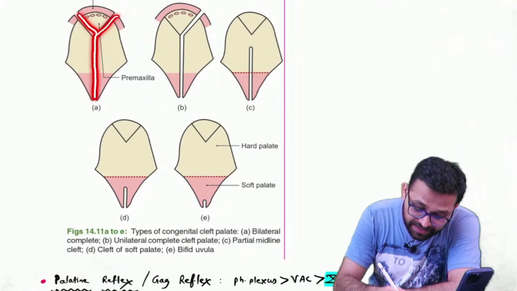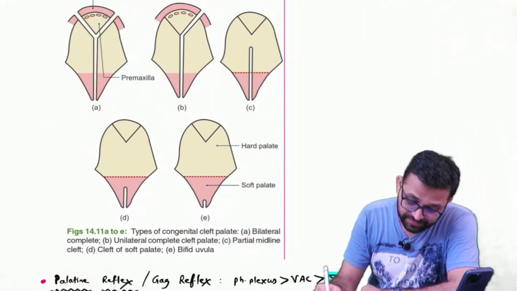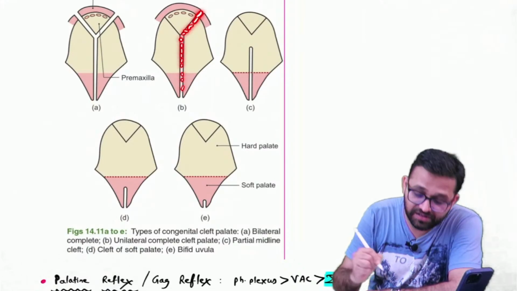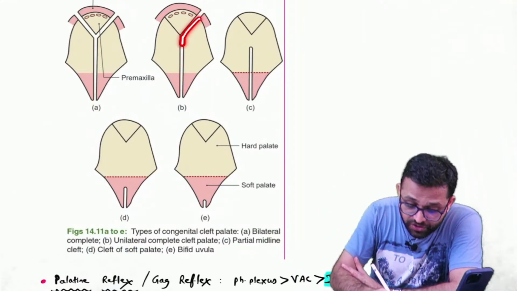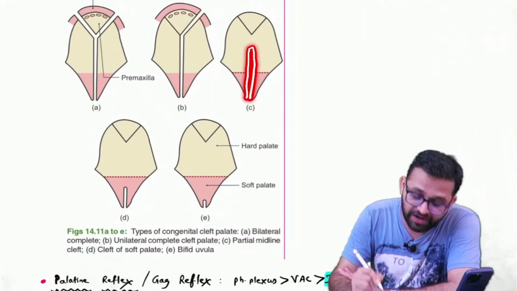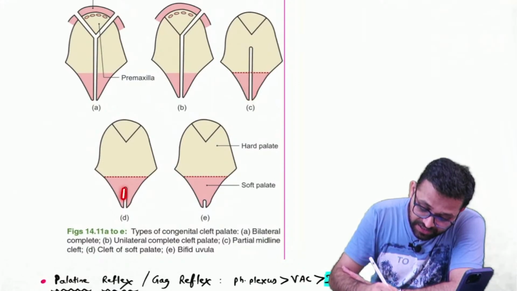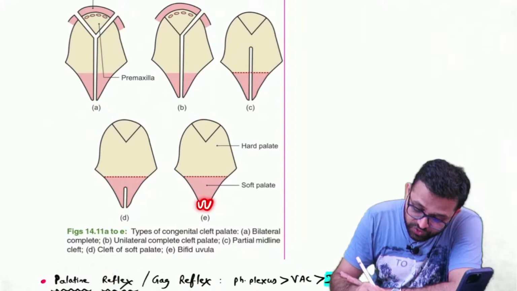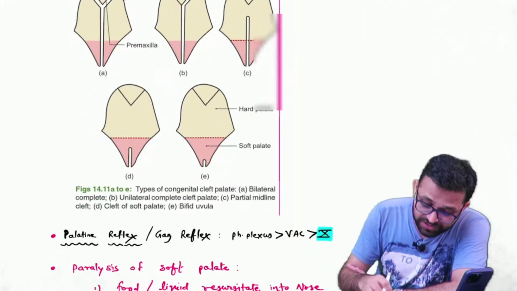Bilateral complete cleft palate, then unilateral complete cleft palate, only one side, that's why unilateral. Can you see there is a partial midline cleft? Can you see there is a cleft of the soft palate? And there is the bifid uvula, so the uvula is only bifid. So these are the clinical points.